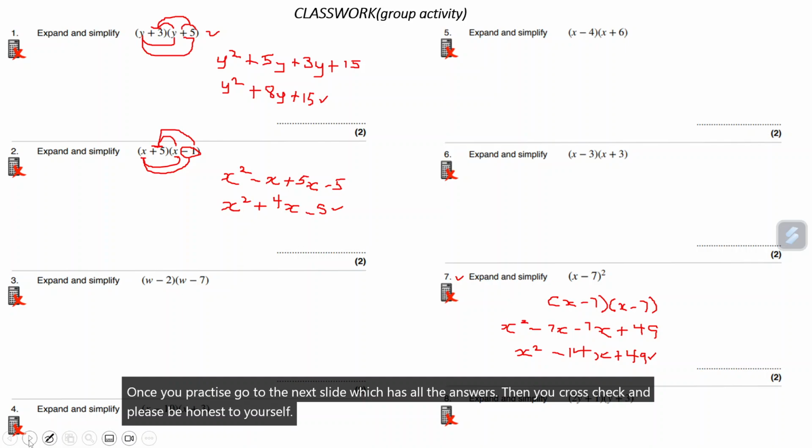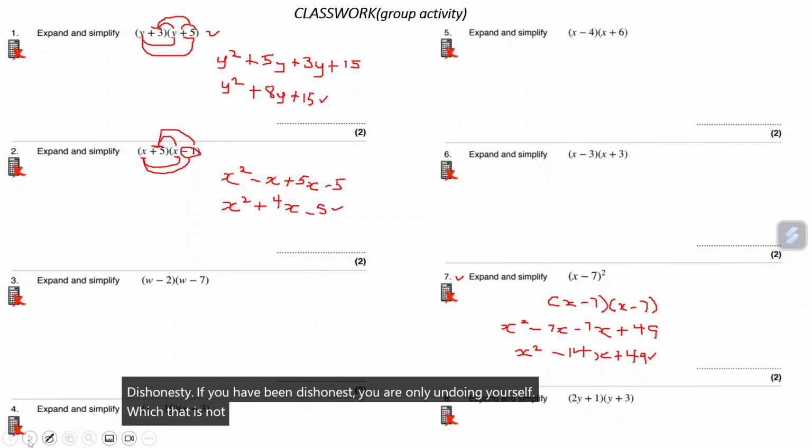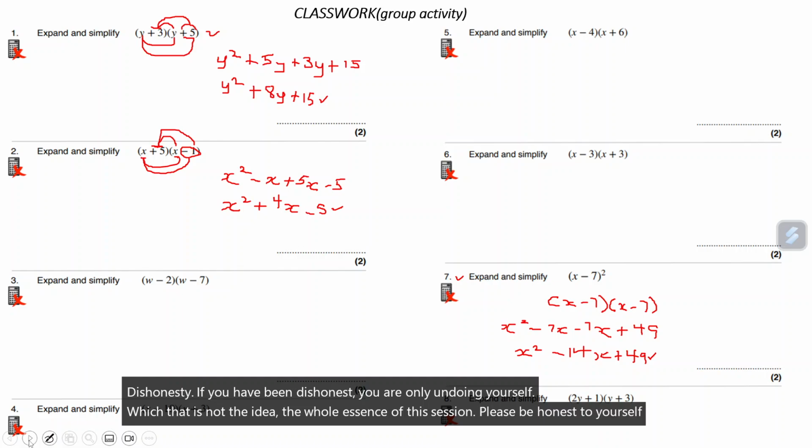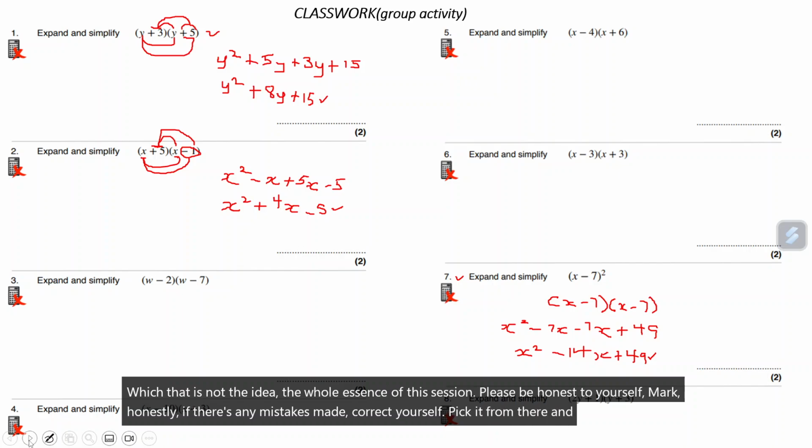If you are being dishonest, you are only undoing yourself. That is not the idea, the whole essence of this session. Please be honest to yourself, mark honestly. If there's any mistakes made, correct yourself, pick it from there, and continue practicing.